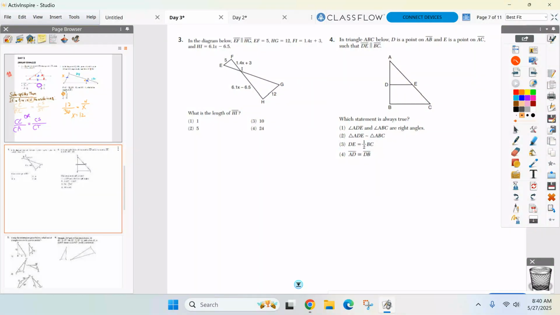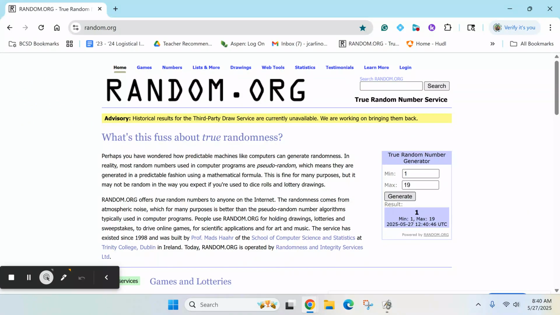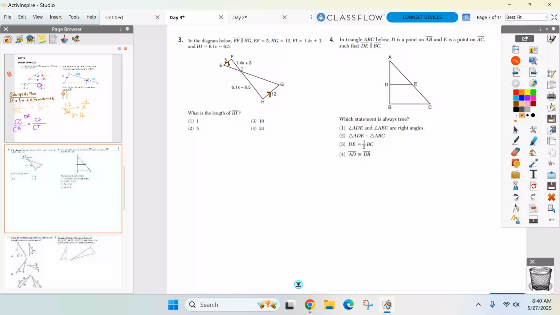EF is parallel to HG. All right, this is nothing to do with side splitter, so let's not even speak of it. But how do you know this is a similar triangles proof? Give me a pair of angles up here that are congruent. I want to make sure we understand why this is similar triangles. Rowan, give me a pair of angles.